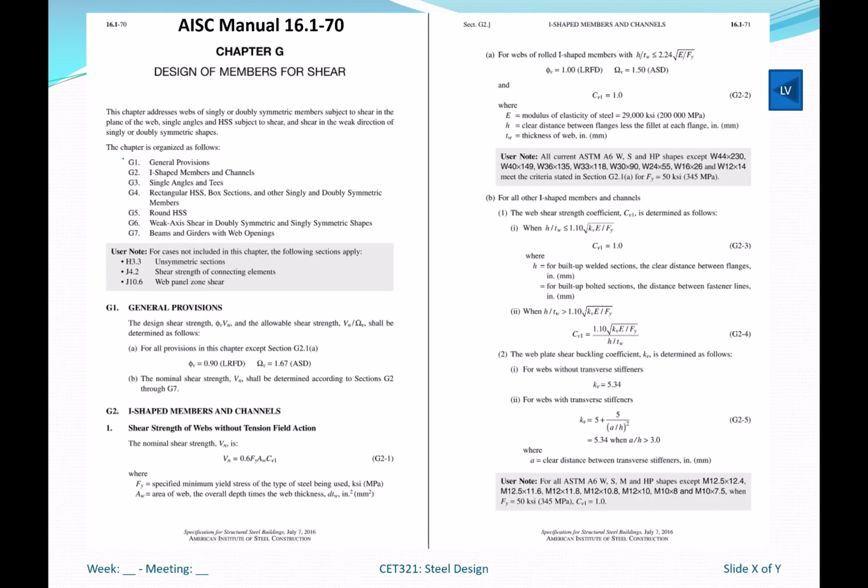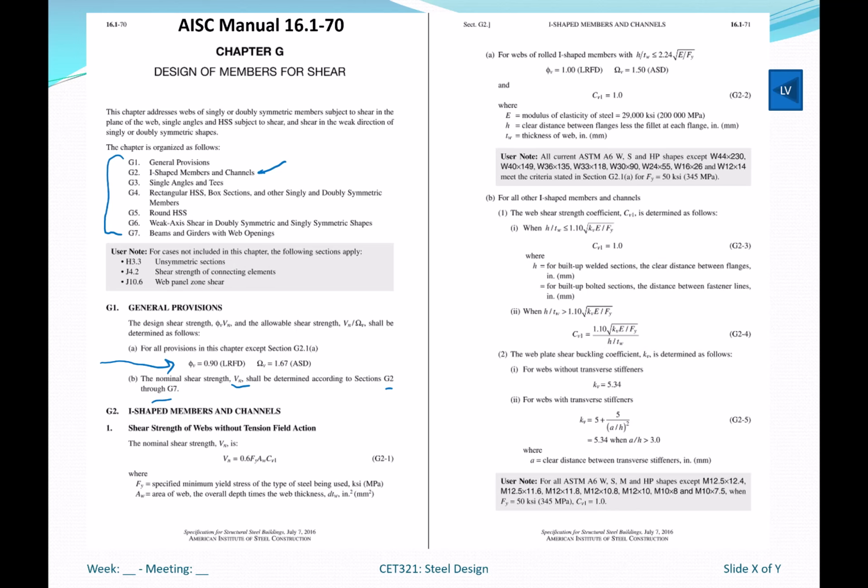Again, there are 7 different sections. Okay, the first in general, phi values 0.9 and 1.67, similar as they were before. And then it just tells you that the nominal strength is calculated through G1 through G7. Okay, so again, we're going to focus on G2, I-shaped members and channels, but there's a series of others in there that, if you get into this area, you're going to have to become more familiar with.